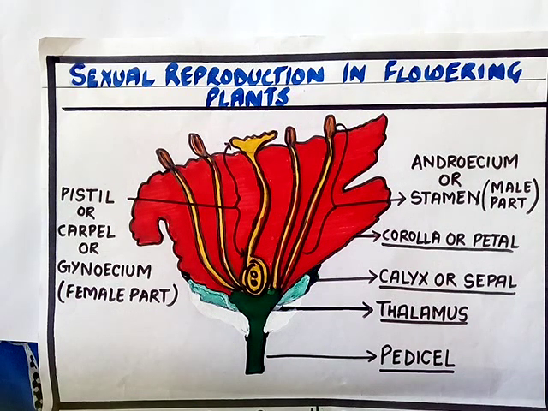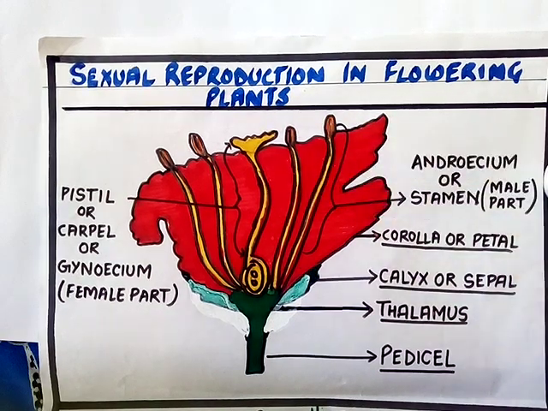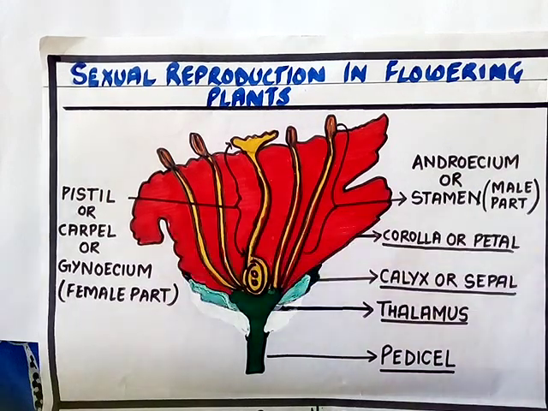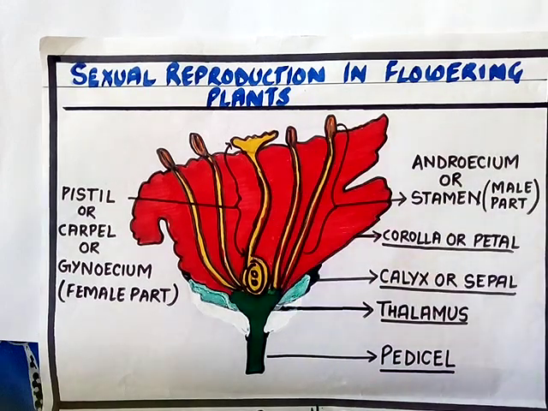Now let's talk about bisexual and monosexual flowers. Bisexual flowers are those flowers which contain both the stamen, that is the male part, and the pistil or carpel, that is the female part. A flower which contains both stamen and carpel is known as a bisexual flower. Such a flower can also be called a perfect flower, for example China rose.